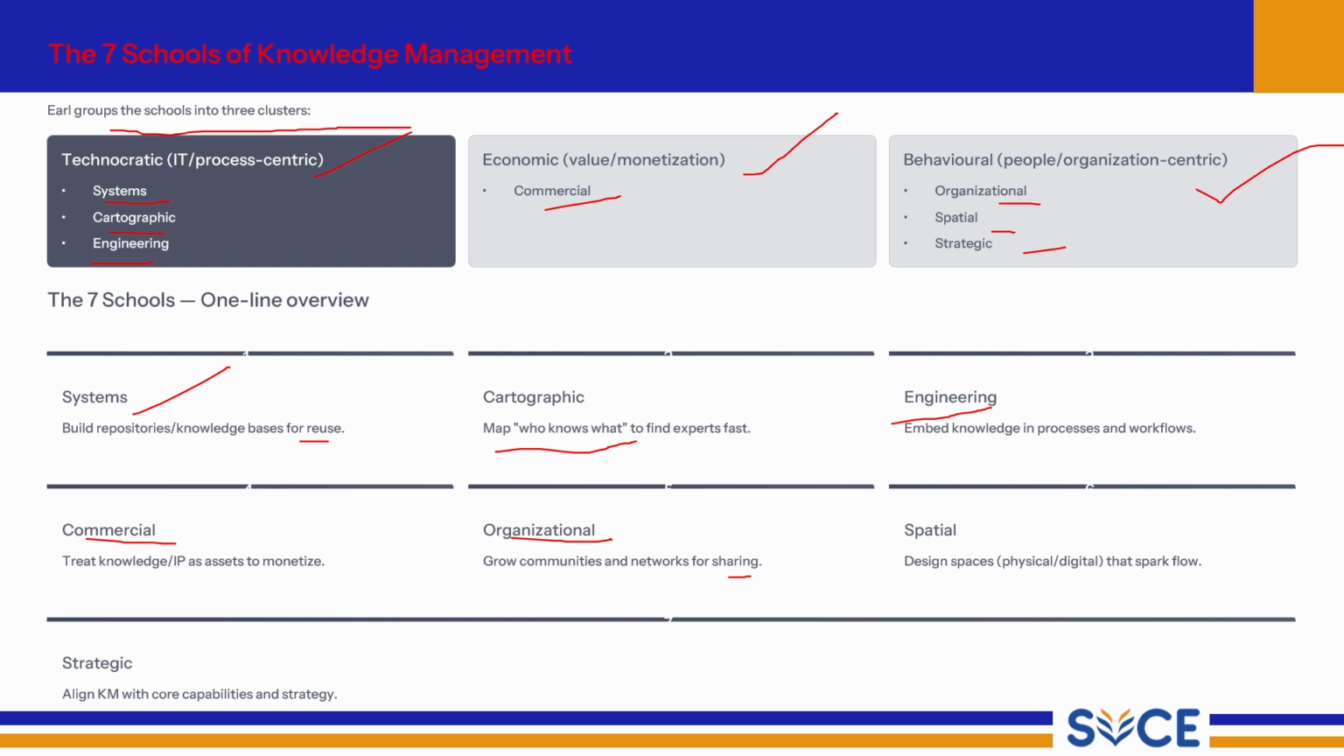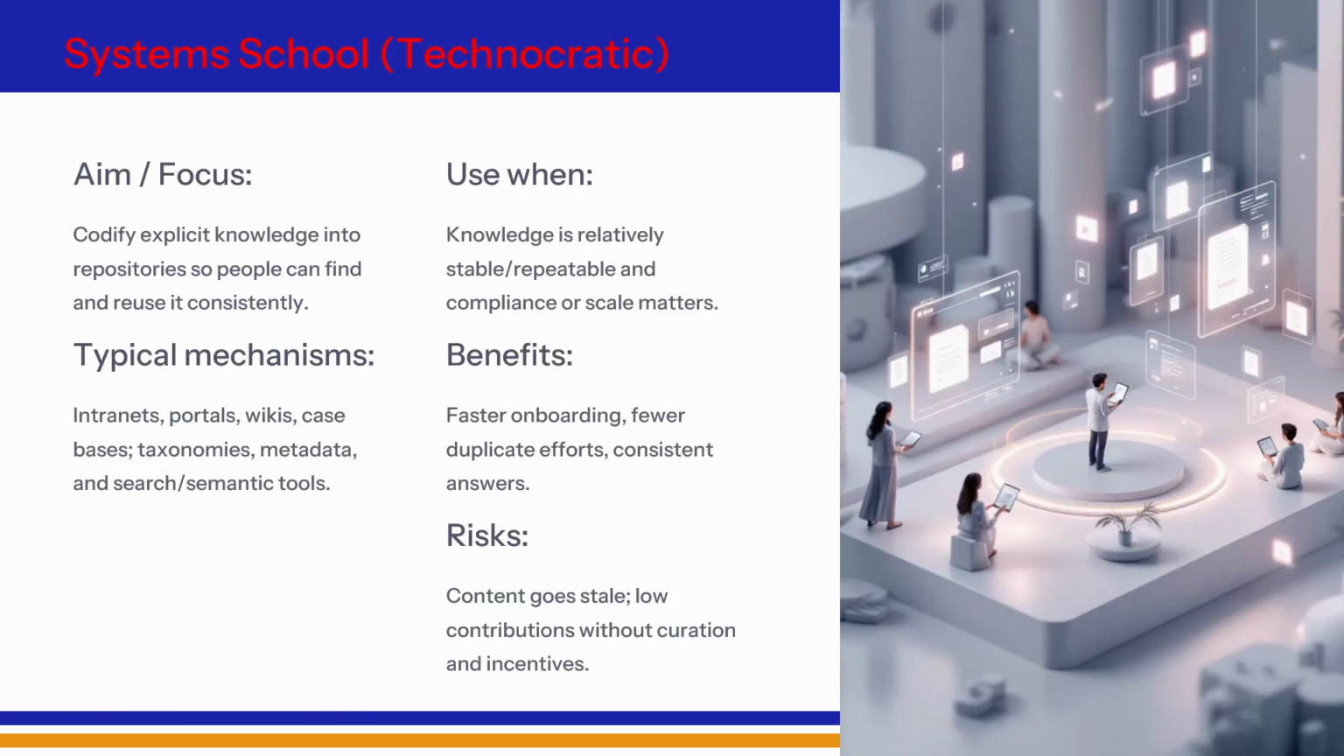And the last one is strategic. It aligns knowledge management with core capabilities and strategy. The strategic school links knowledge management directly to strategy, aligning it with long-term business goals and competitive advantage. Here, the knowledge is serving the strategy. In the next slide, we will see the system school, that is technocratic.